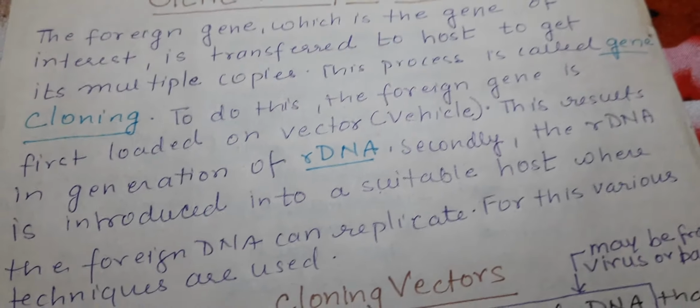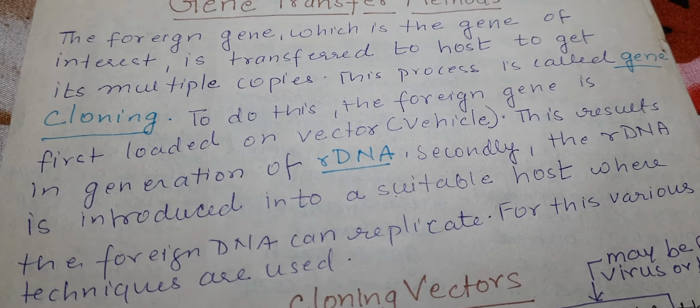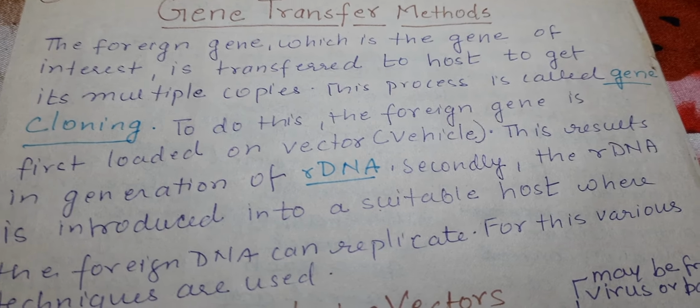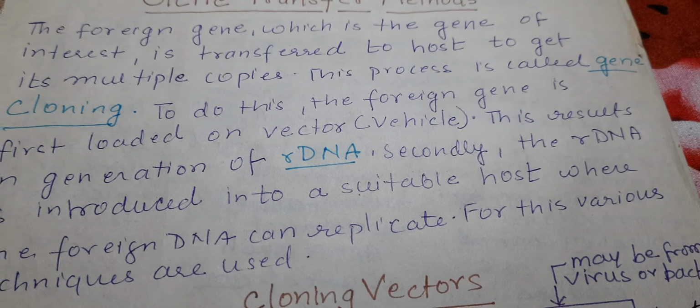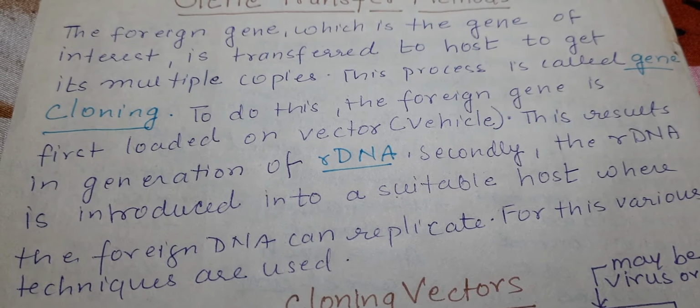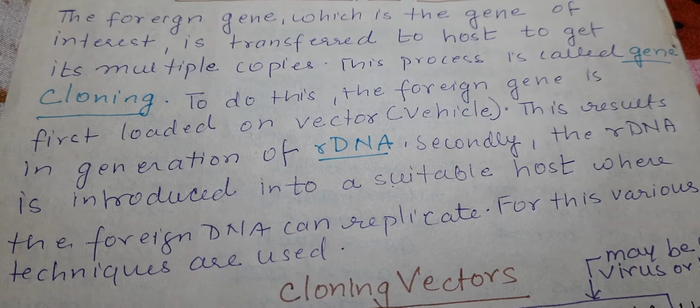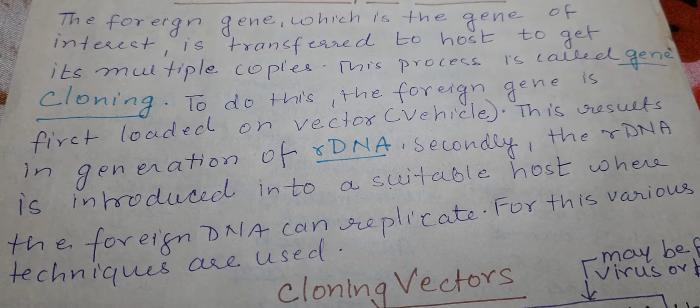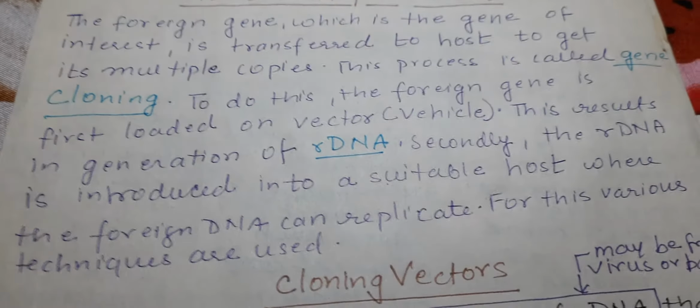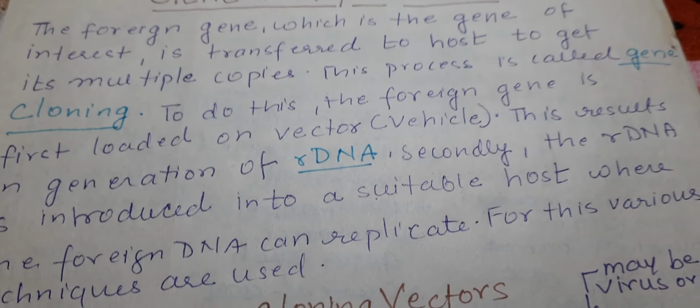To do this, the foreign gene is first loaded on a vector. We say this is a vehicle or cloning vector. This results in the generation of rDNA, recombinant DNA, or we also say chimeric DNA or hybrid DNA.